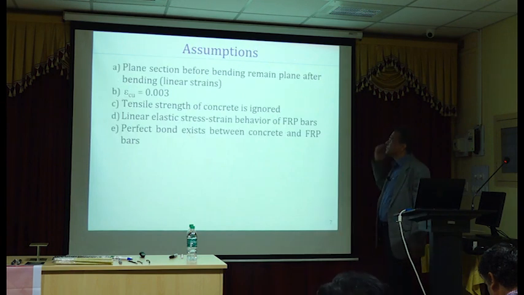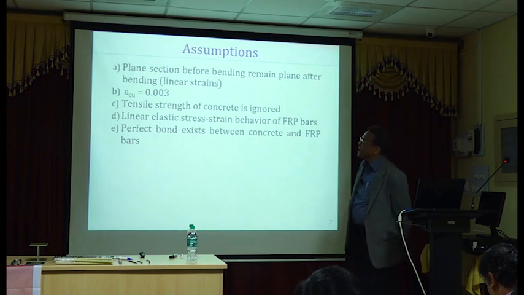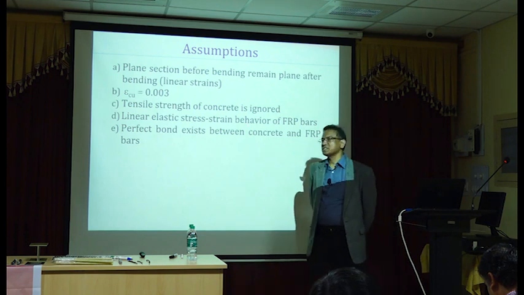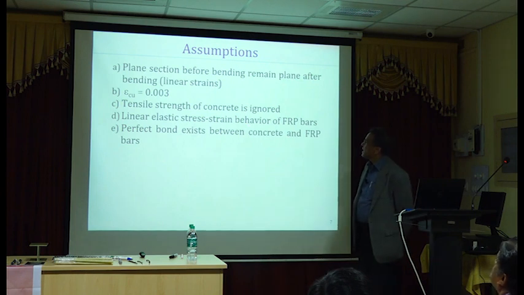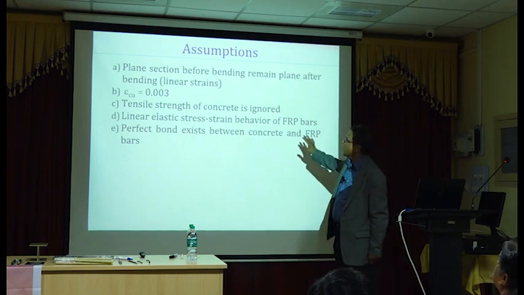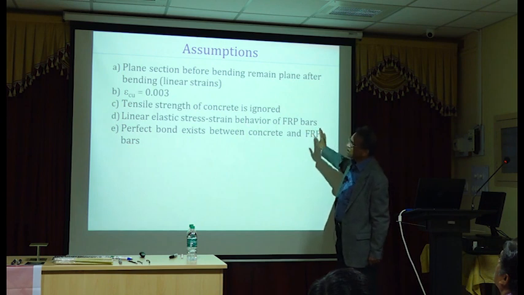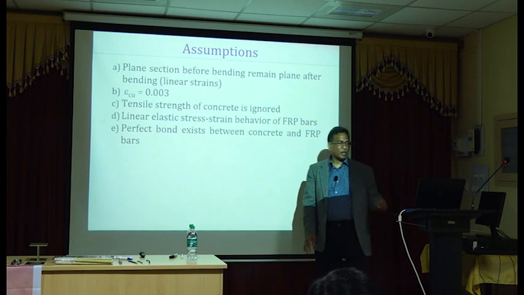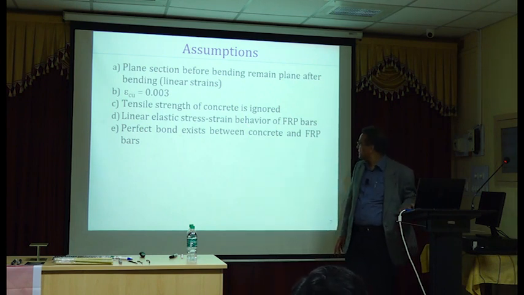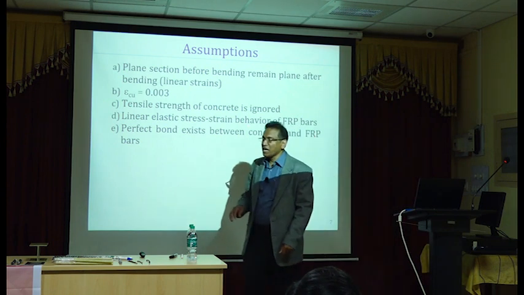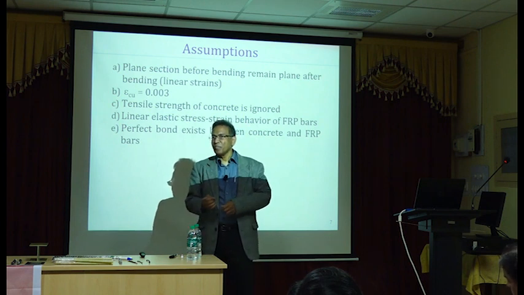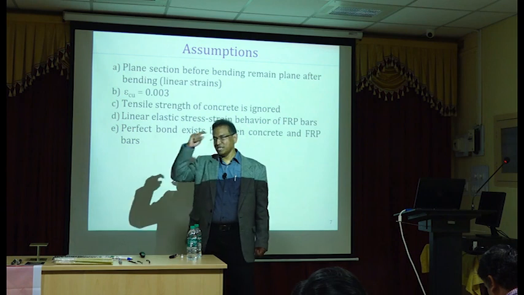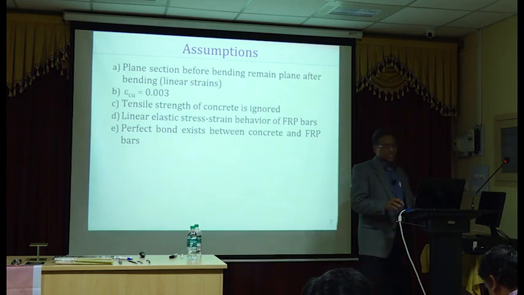Okay, the assumptions are the same, or at least similar. Plane sections before bending remain plane after bending. That's something we are familiar with. The result of that assumption is our strain diagram is linear in shape. Epsilon CU is 0.003. Tensile strength is ignored. Linear elastic stress strain curve for FRP bars. The other thing we assume is there is perfect bond between FRP bars and the surrounding concrete. That may make a difference, because sometimes the design is governed by bond rather than the tensile strength of the bar. Sometimes that can govern your design.